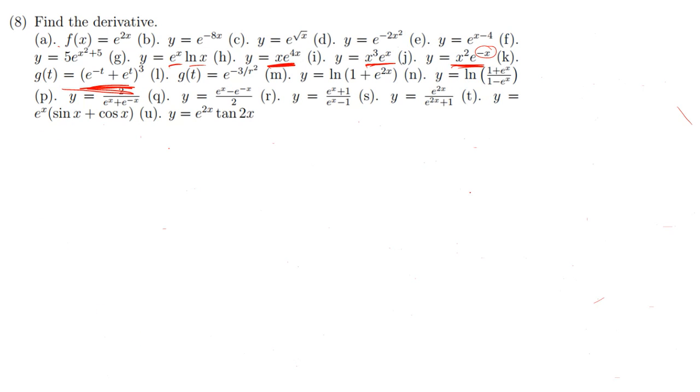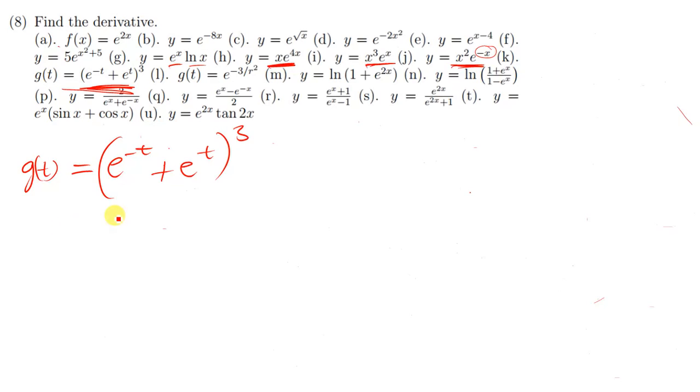Okay. So let me pick that one, which is g of t is equal to e to the power negative t plus e to the power t, then in brackets everything to the power 3. So how do you differentiate such a function?